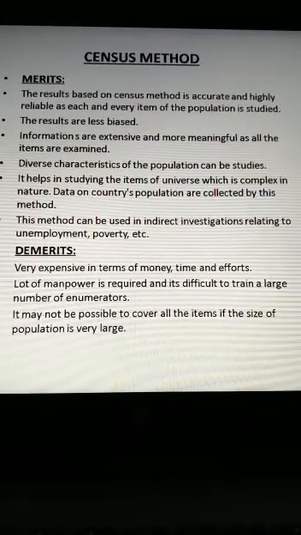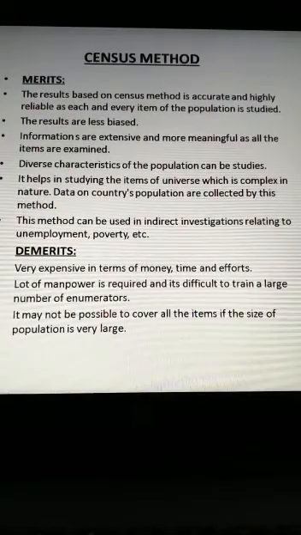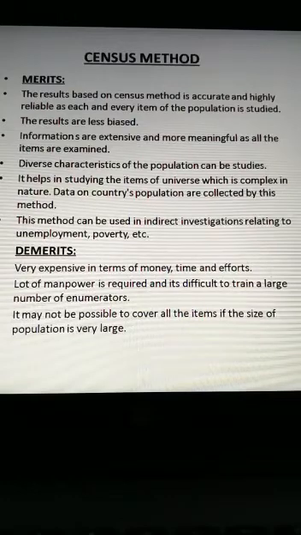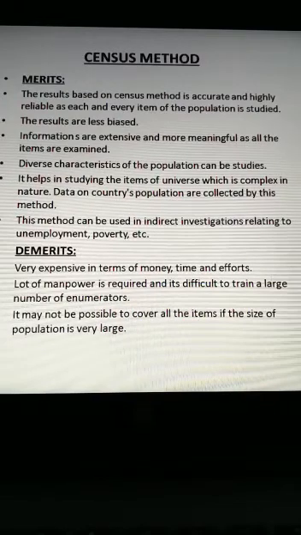And the next one, when the items of the universe are of complex nature, then each and every item is to be considered. Maybe the doctor is working in the neuro department, but each and every patient is to be personally investigated and examined, then only they will come to know the real picture. So when the investigation nature is very complex, then it helps. And the next one, it is a very helpful method for indirect investigations relating to unemployment, poverty and all.